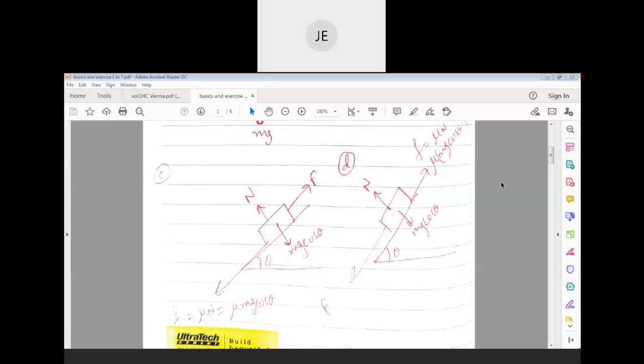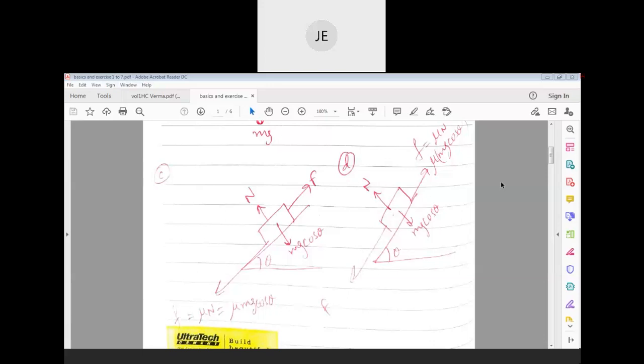If you draw mg cos theta downwards, normal force upwards, and normal force is mg cos theta. So if the body is moving upwards, that means net force is upwards, so frictional force will be downwards. Small f is mu into N, basic formula, but here normal force is mg cos theta. So frictional force in the case of an inclined plane, for the body moving upwards, is mu mg cos theta.